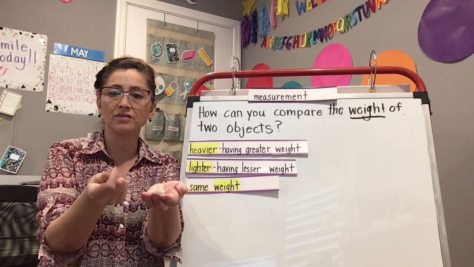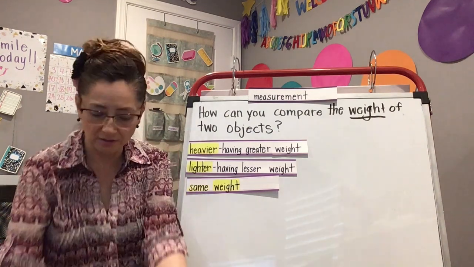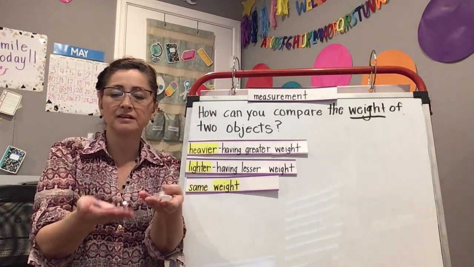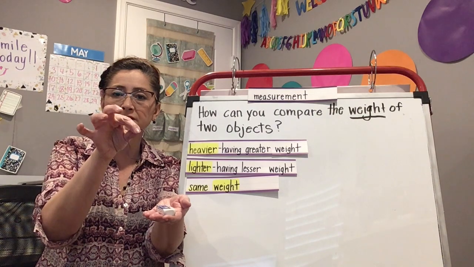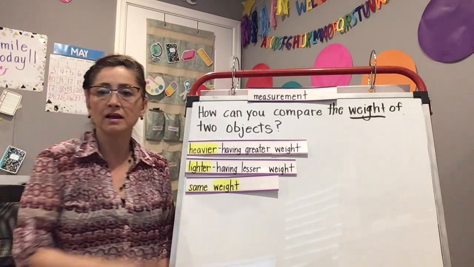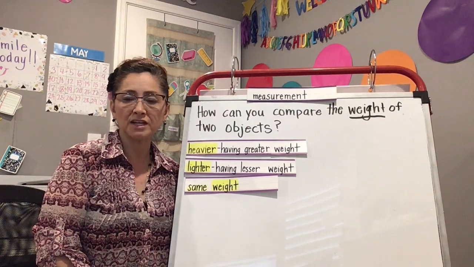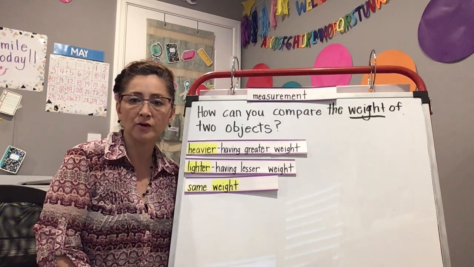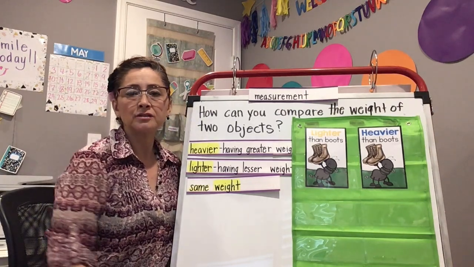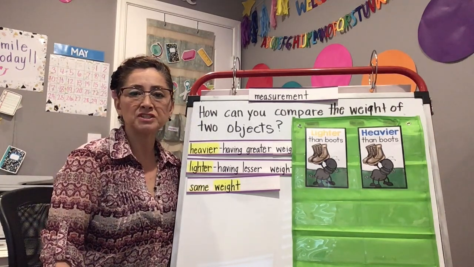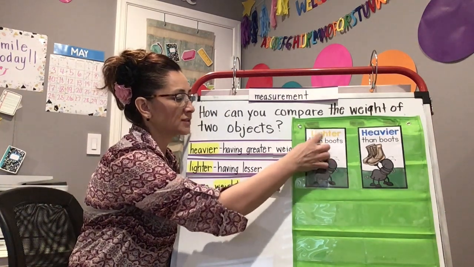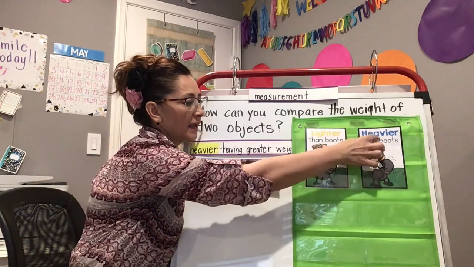I can tell that one is heavier than the rubber band, okay? Very good, boys and girls. So we're going to take a look at a couple more objects, but we're going to use pictures this time, okay? Okay, boys and girls, let's try to compare some objects and their weights. Remember, we're going to use the words lighter and heavier.